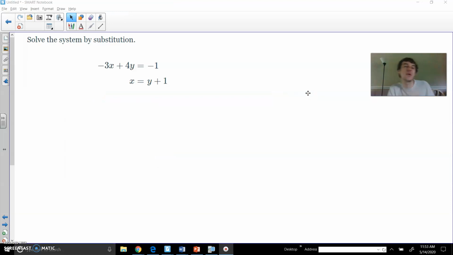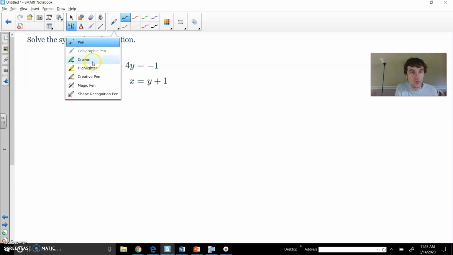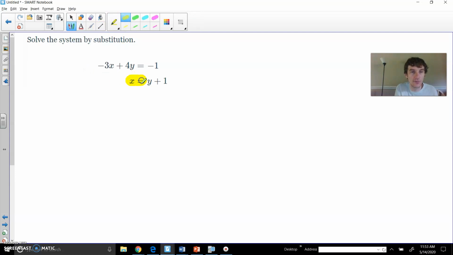When we're talking about substitution, we really want to lock in on the fact that one of the equations is solved for the variable, x equals. We have one of the equations where one of the variables is completely by itself. And so that means for this other side, this y plus 1, we can use that in the other equation wherever we see x, because x really equals y plus 1. Those are synonymous, meaning they're equal to each other. They're equivalent. You can use either one.